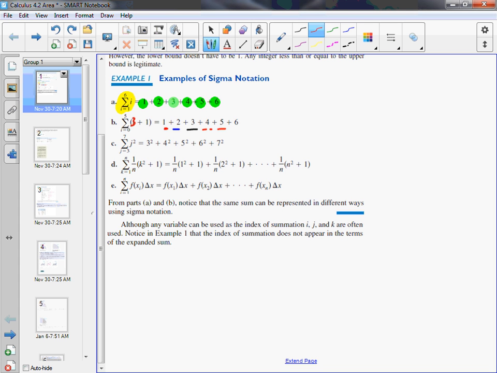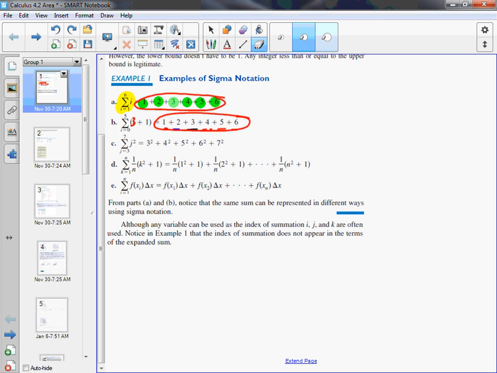Our last term is 5 plus 1, which is 6. Notice anything about the two things I circled? The same. So different sigma notations can represent the same sum. We'll see why we might want that later on.